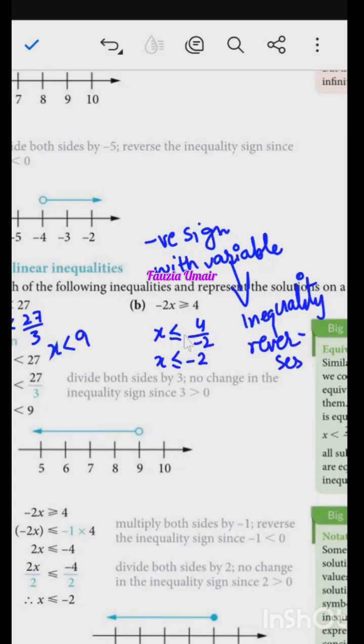Is it making sense? Have you understood this point? Okay, whenever there is a negative sign with the variable, we will reverse the inequality. If it is bigger than sign, we will change it to less than sign. If it is less than sign, we will change it into the bigger than sign. Okay, so now let's see a few examples, and then you will be clear about it.